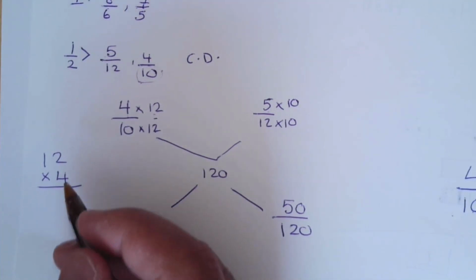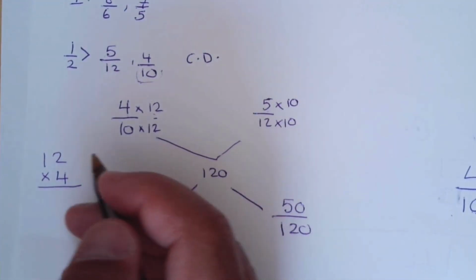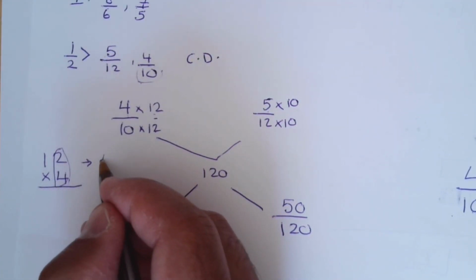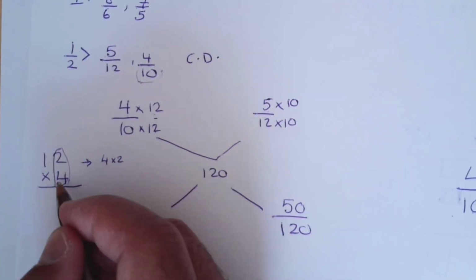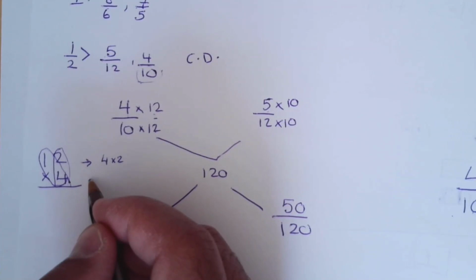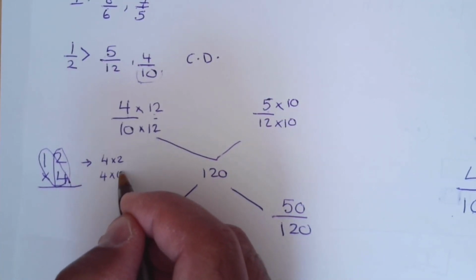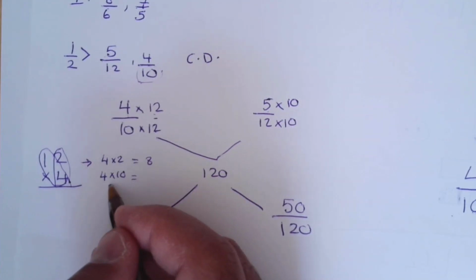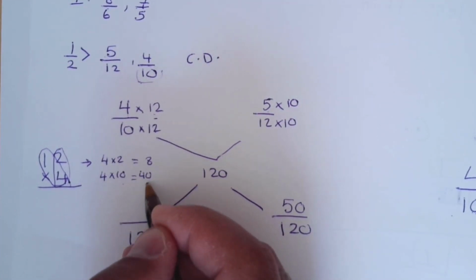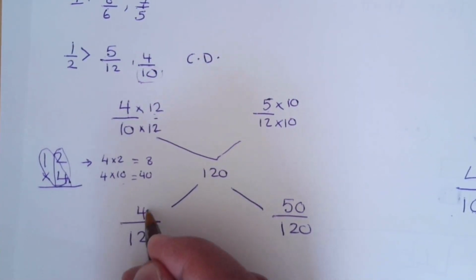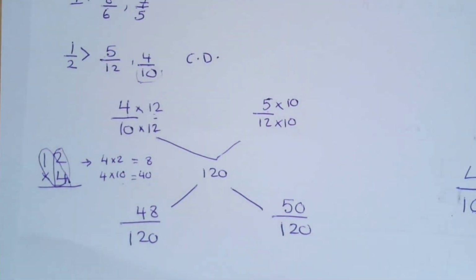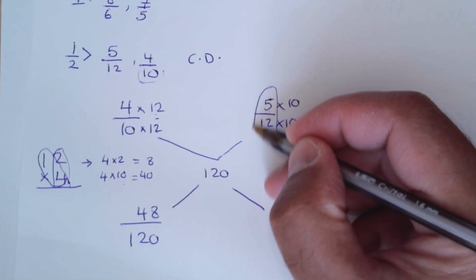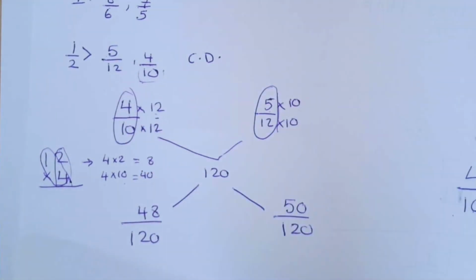Okay, so we can write it the same way we've been practicing in class. So 4 times 2, and then 4 times 10. Okay, so 4 times 2 is 8. 4 times 10 is 40. So if we add them together, that is 48. Right? So which one is bigger, the 5/12 or the 4/10?